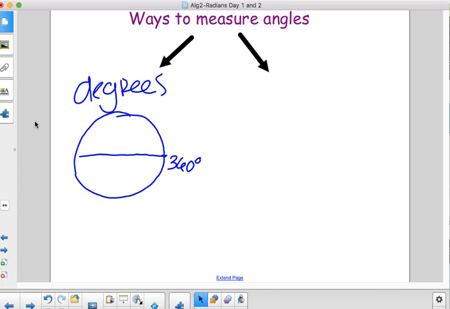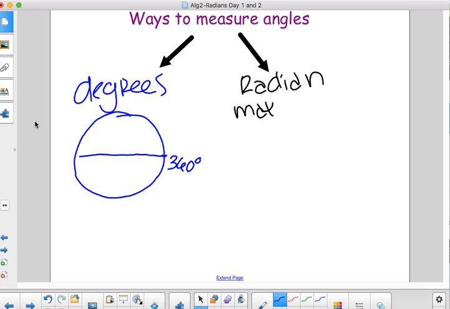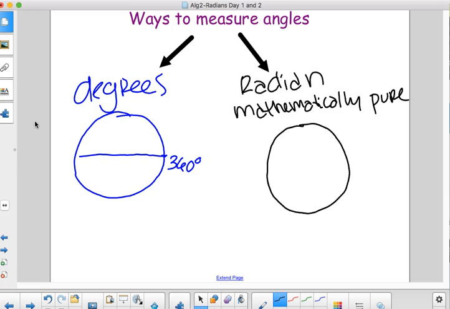What we're going to learn is another way to measure an angle is something called a radian. So a radian is mathematically pure. So instead of saying it's 360 because of the sun, we're going to say, well, how would we measure this angle based on an actual circle? Not on the sun, not on the planets, not on us, but on the actual shape. So a radian is another way to measure an angle. Instead of a degree, the radian.